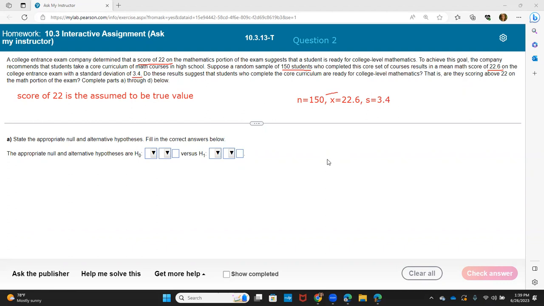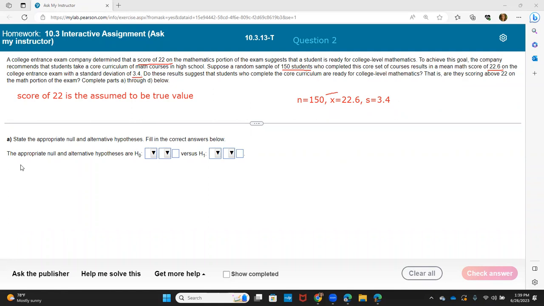Okay, then it says, do these results suggest that students who complete the core curriculum are ready for college level mathematics? I feel like on that alone, it's tricky to see what they're really asking. Are they scoring above 22 on the math portion of the exam? Complete parts A through D below. First things first, it says state the appropriate null and alternative hypotheses, fill in the correct answers below.